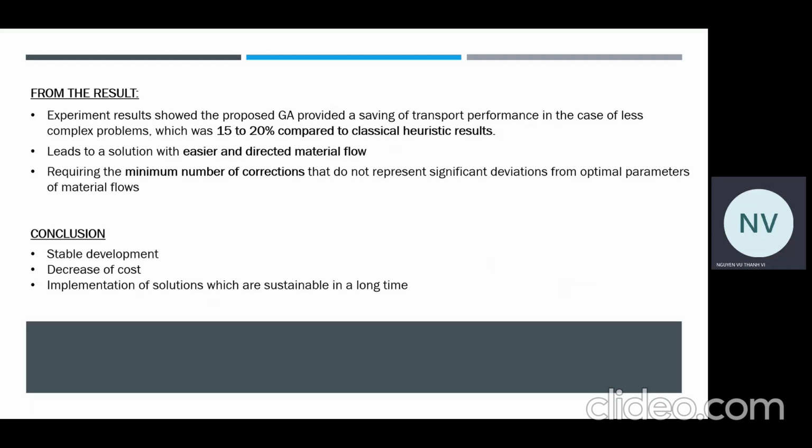In conclusion, the main aim of this paper was to describe the use of the GA in manufacturing and layout optimization for continual and sustainable development of the company. And we can see a layout designed by the GA is not only ideal, but also good for stable development, and it decreased the cost. In addition, it's also for implementation of solutions which are sustainable in the long term.